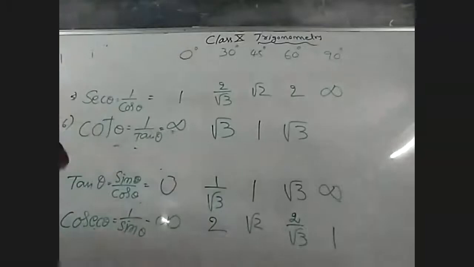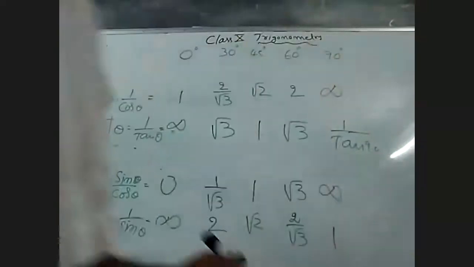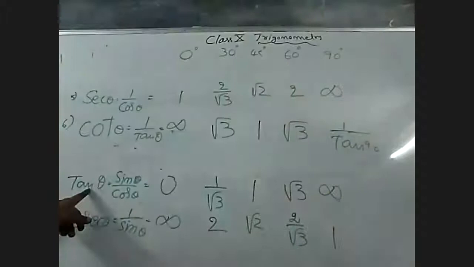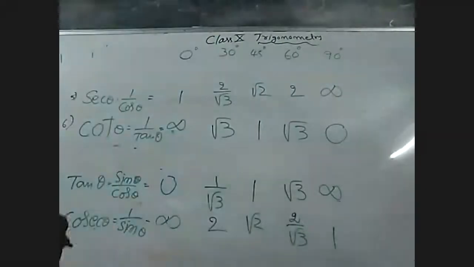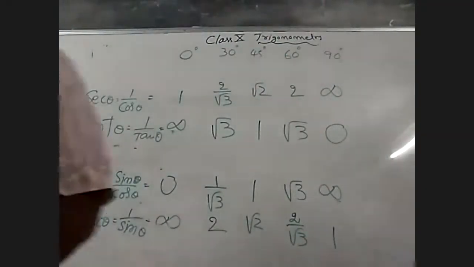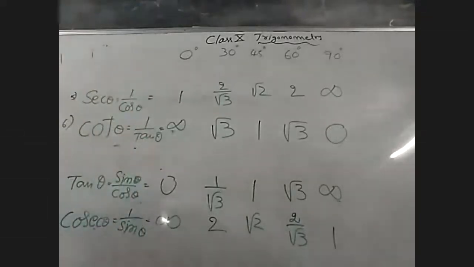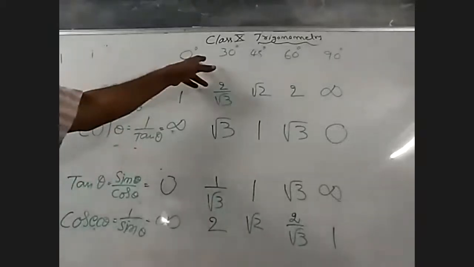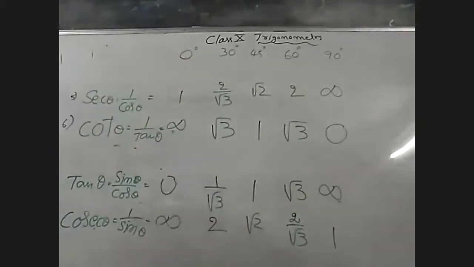The last one, cot 90 is equal to 1 by tan 90. Don't write this one, only see the code. Cot 90 means 1 by tan 90. So what is the tan 90? Infinity. Therefore, 1 by infinity is nothing but 0. Now the values are completed. So like this you have to remember. Practice writing these values in your notebook.